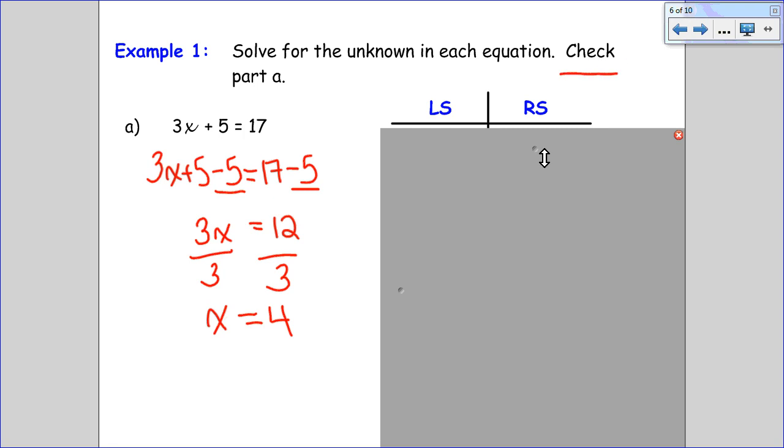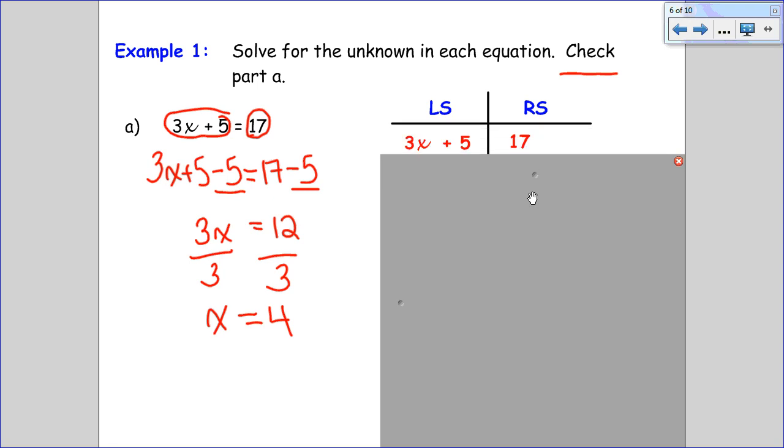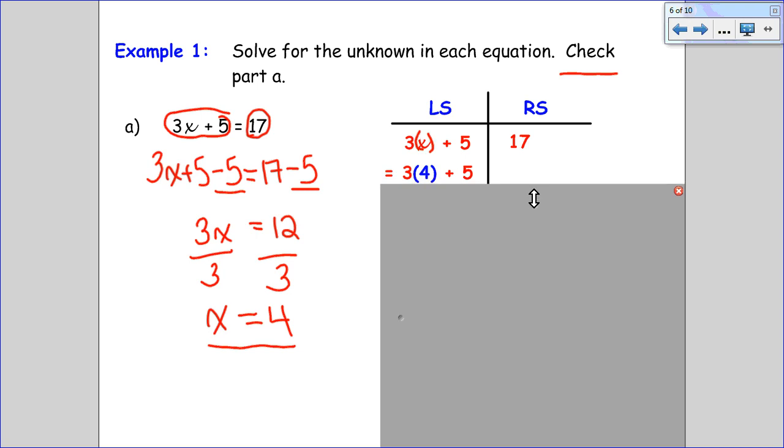It asks me to check this question. So when I do a check, I have to realize I've got to compare the left and right sides independent of one another. So I look at what's to the right of my equal sign. That's 17, and that's what I'm going to start with on my right side. And I look at what's to the left of my equal sign, and that's what I write in for left side. Now, I solved and I found x was equal to 4. So what I want to do is put brackets around my x, and I'm going to put 4 in those brackets.